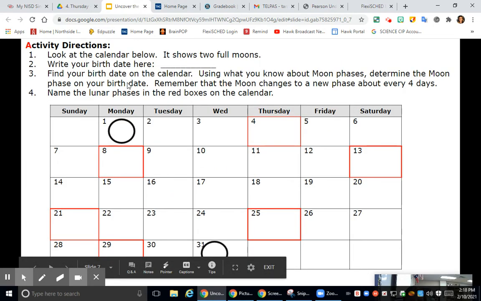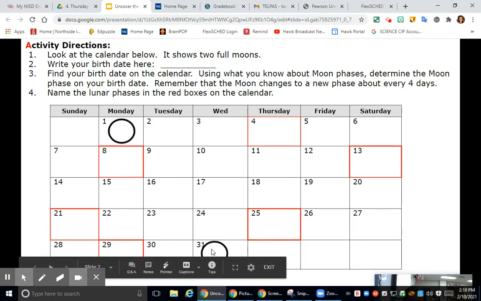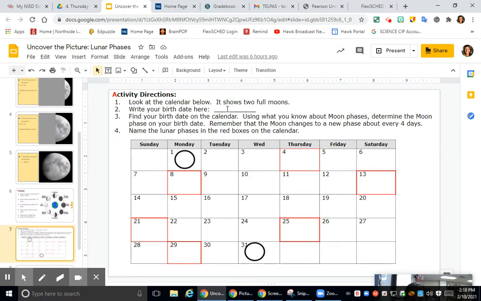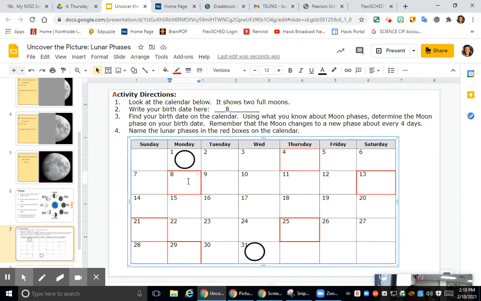All right, look at the calendar below. It shows 2 full moons on the 1st and on the 31st. Write your birth date here. So I'm going to write my birth date in and practice as if it was me. So my birthday is on the 8th. Now I'm going to find my birth date on the calendar, which is the 8th.